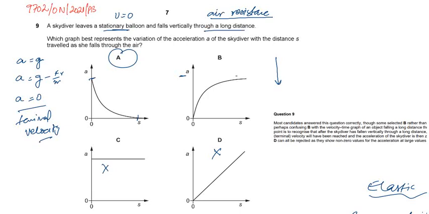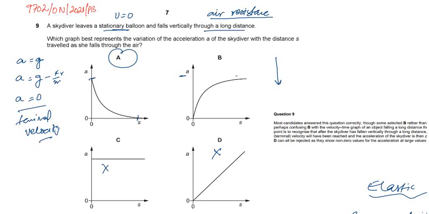The actual case is, firstly, the acceleration is equal to the acceleration due to gravity. Then the frictional force appears. So frictional force over m is subtracted from the acceleration due to gravity. So it will decrease until the acceleration becomes zero.